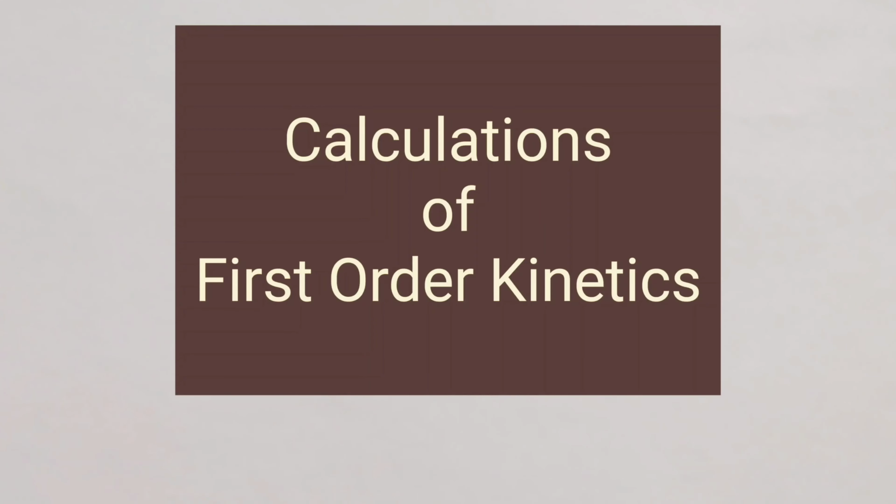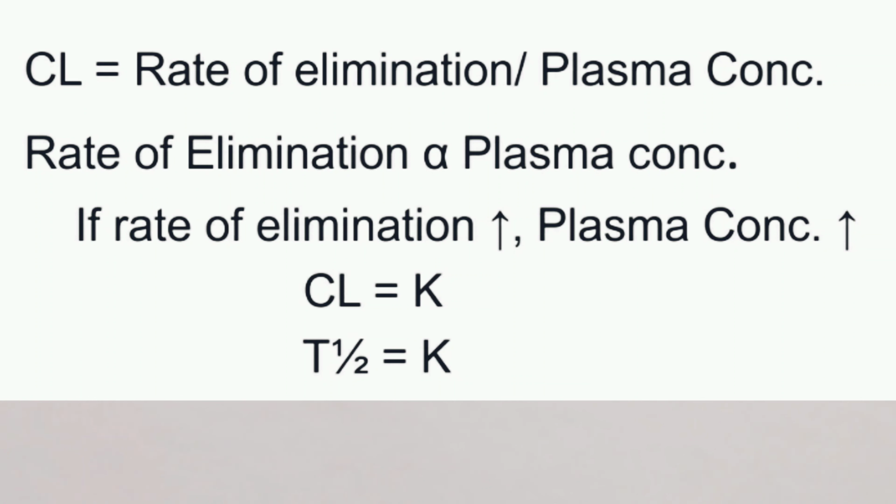If we look at the calculations of first order kinetics, we have learned that the formula of clearance is rate of elimination divided by plasma concentration. So in first order kinetics, the rate of elimination is directly proportional to the plasma concentration and the clearance is constant. So as the rate of elimination increases, the plasma concentration also increases, and clearance is a constant value. And since clearance is a constant value, T half is also constant.